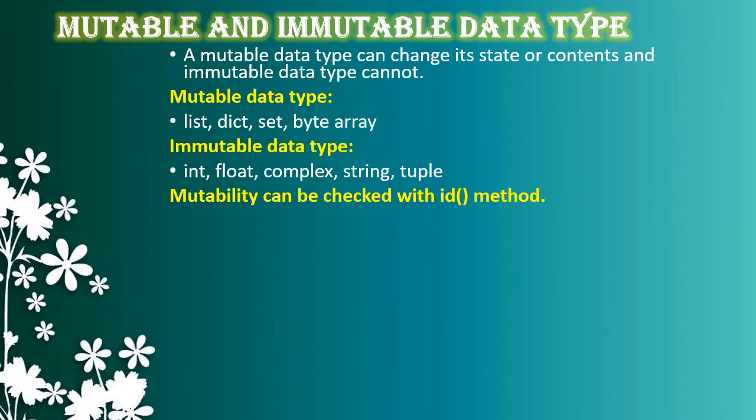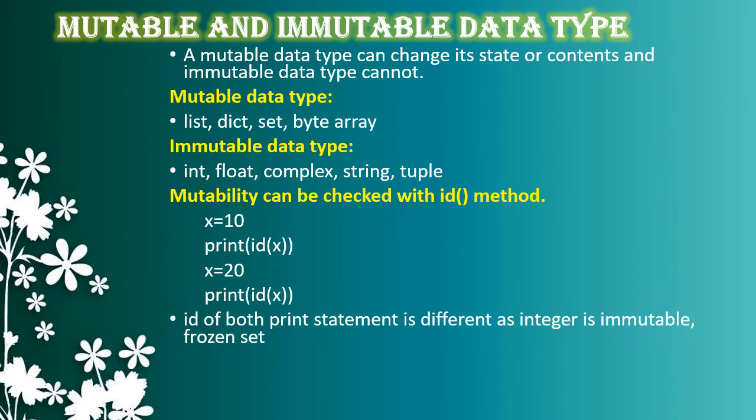Through the id function, we can check the mutability. For example, x is equal to 10, and we are printing the id of x. Again, reassign the value of x as 20 and check the id of x. Here, the ids for both print statements will be different, because an integer is an immutable one.